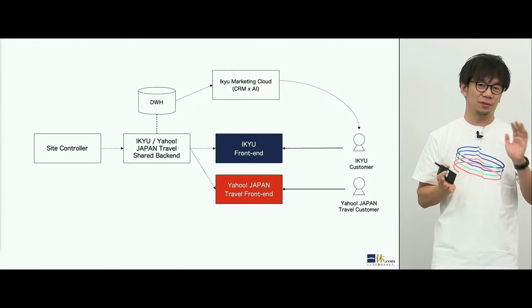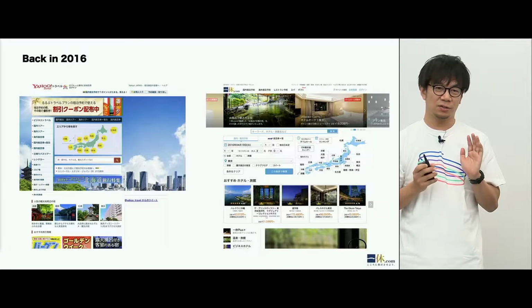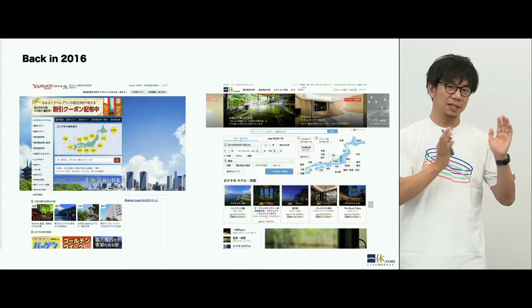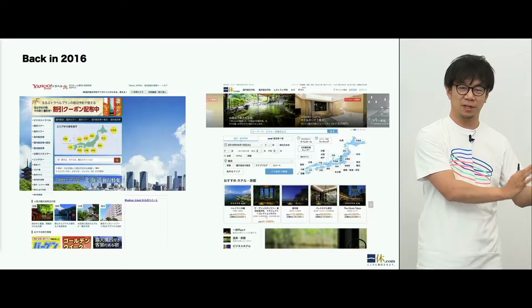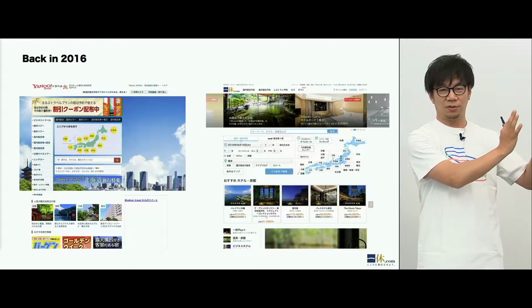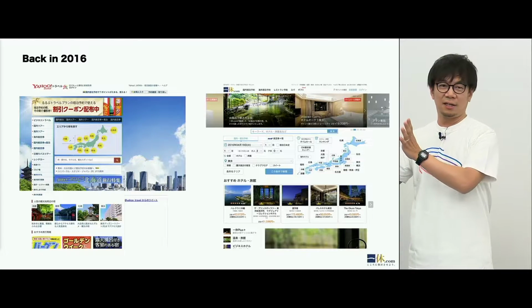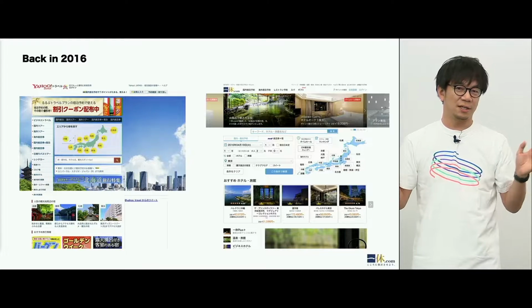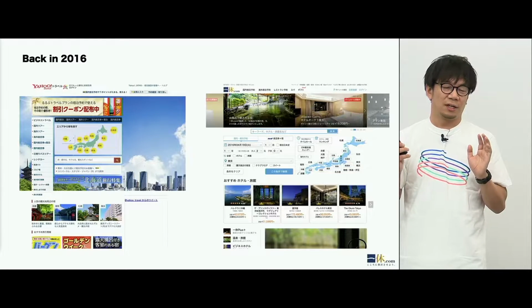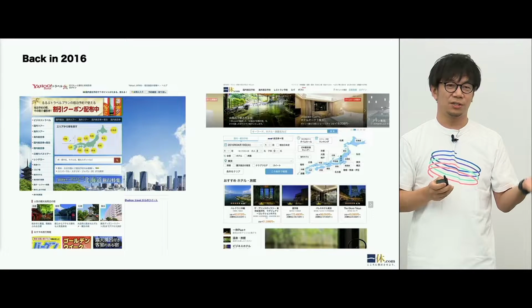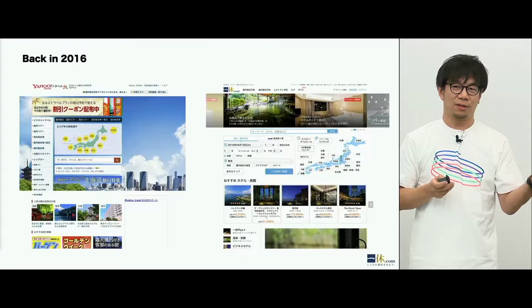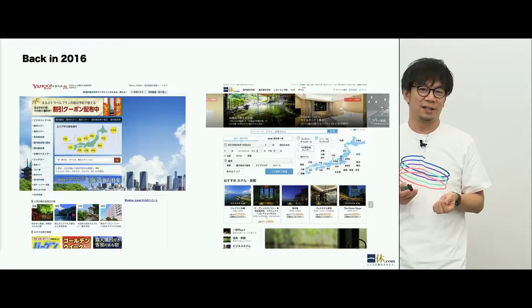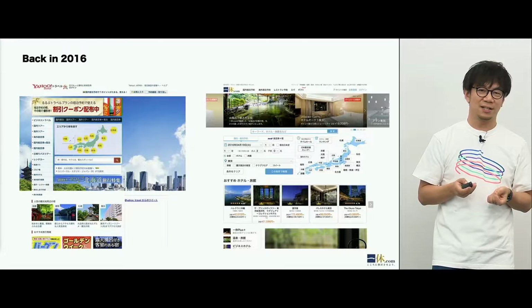At that time, there was an integration project of the front-end processes, and before that, in 2016, there was the initial one for back-end. In 2016, back-end integration, and in 2020, last year, front-end integration was done. So totally integrated last year. So this is back in 2016, Yahoo Japan Travel and ikkyu.com.